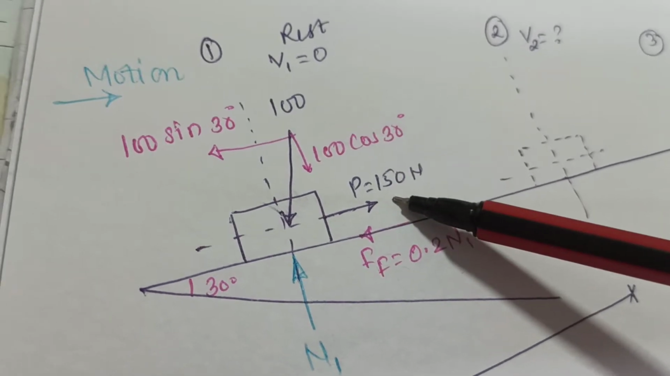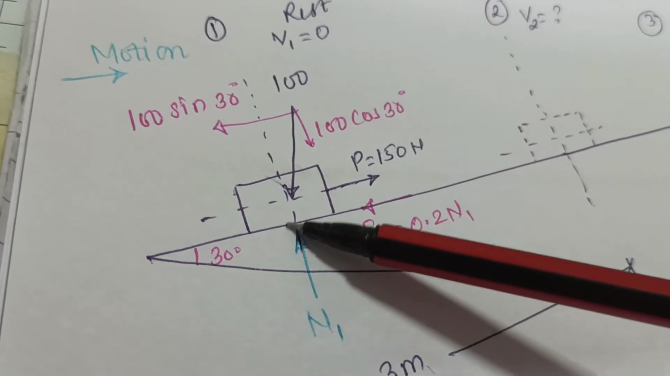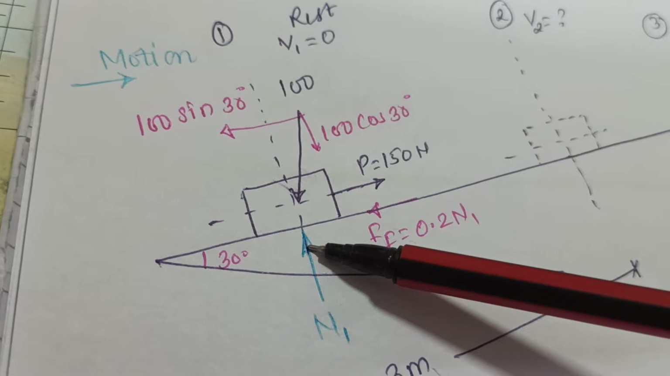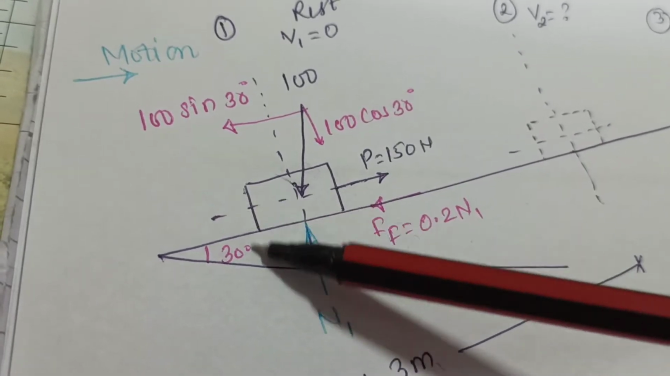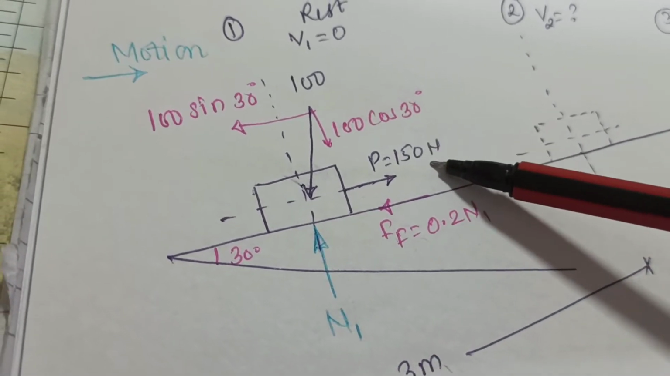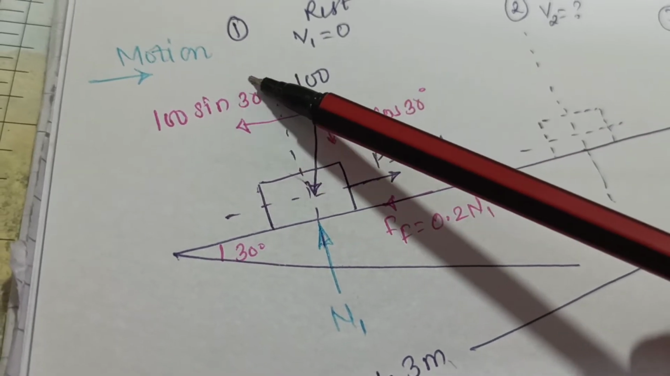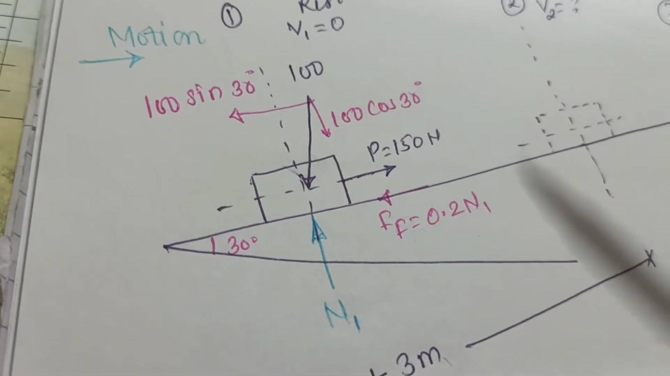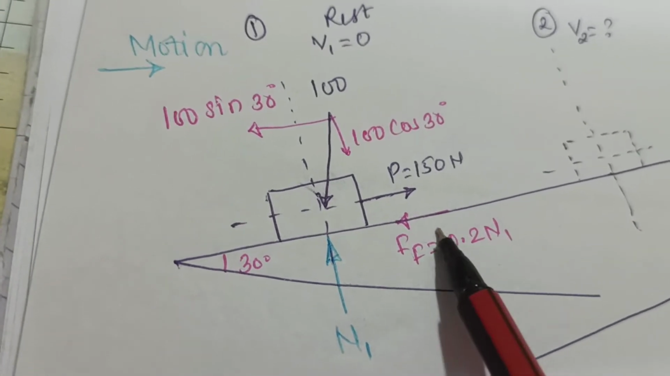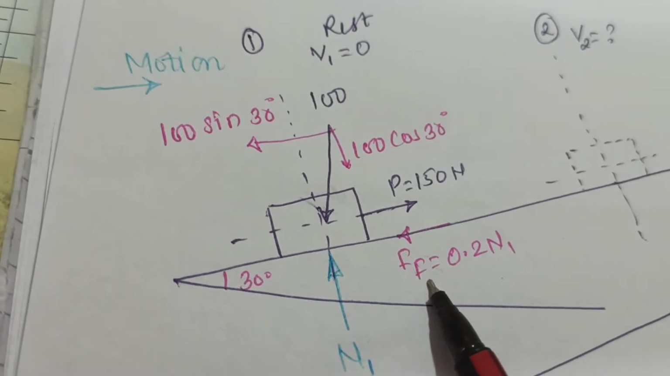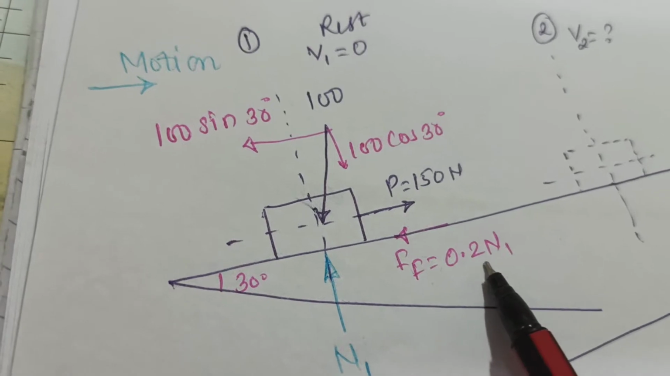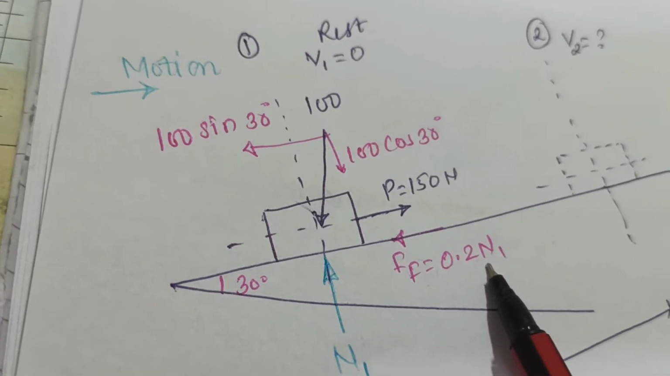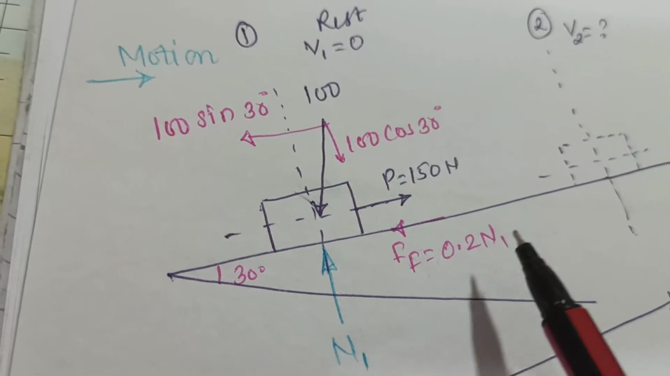Then force P equal to 150 newtons is shown. Normal reaction perpendicular to the plane. Then under the action of force P equal to 150 newtons, the block will have a tendency to move upwards. So that's why the motion of the block will be along the plane, upwards. So the force of friction here will be acting downwards along the plane, which is equal to 0.2 times the normal reaction. I hope you have understood the free body diagram.